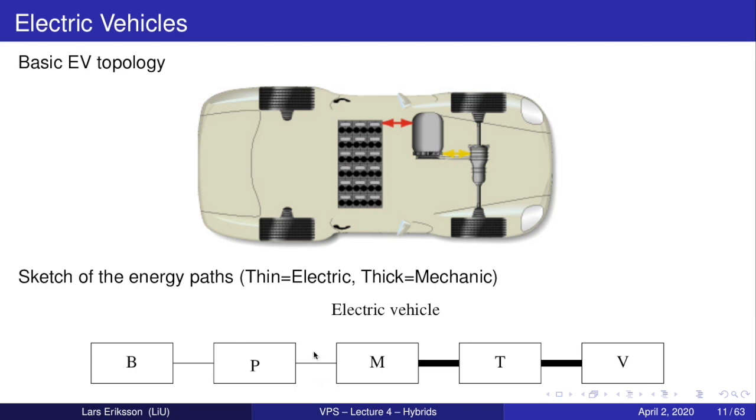This type of diagram will be used where we're using thick lines for mechanic systems and where we're using thin lines for the electric system. And these lines represent where we can send power. So we can send power back and forth between the battery and the power electronics, and also electrical energy between the power electronics and the electric machine. We have mechanical couplings between the electric machine and the transmission component and the vehicle.